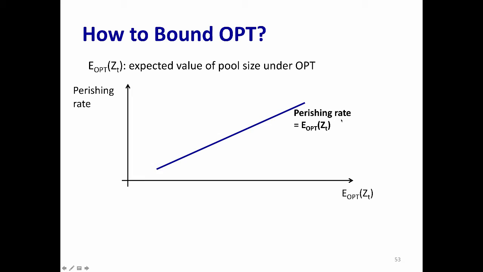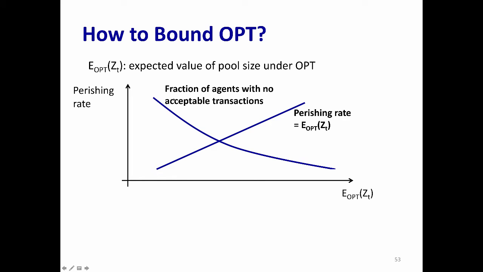On the other hand, I can do the following and calculate the fraction of agents who come to the market, do not have any acceptable transactions, do not meet anyone during their sojourn, so they do not have any acceptable transactions during their lifetime, and so those agents will leave the market unmatched. No matter what you do, independent of the algorithm, no matching algorithm can match an agent who has not had any acceptable transactions during their lifetime. This will provide me with a lower bound on the perishing rate. Okay, so this fraction of agents will perish for sure.